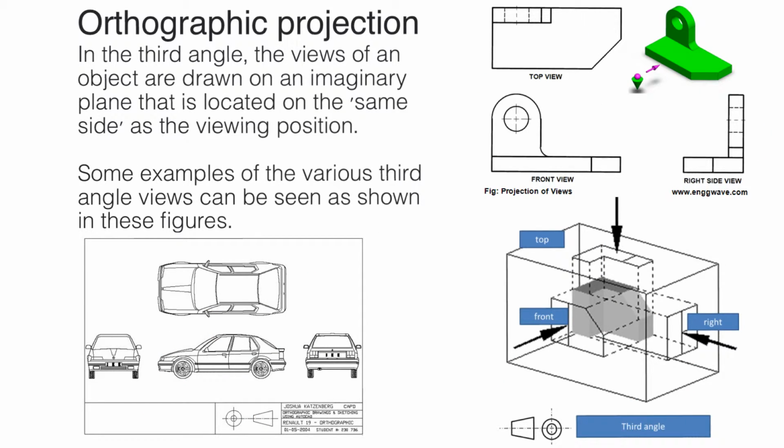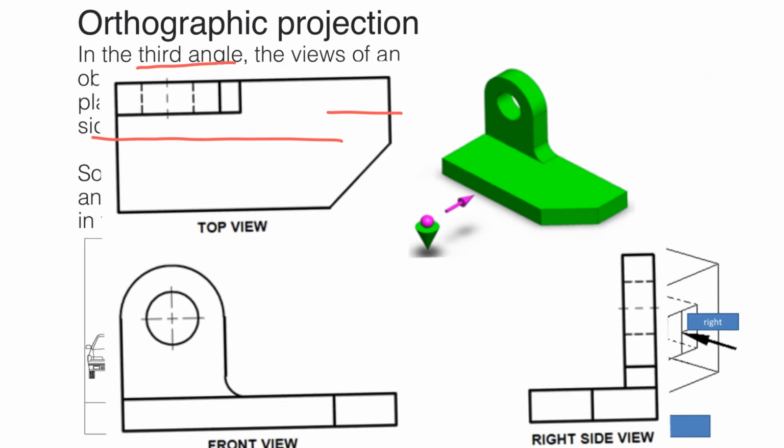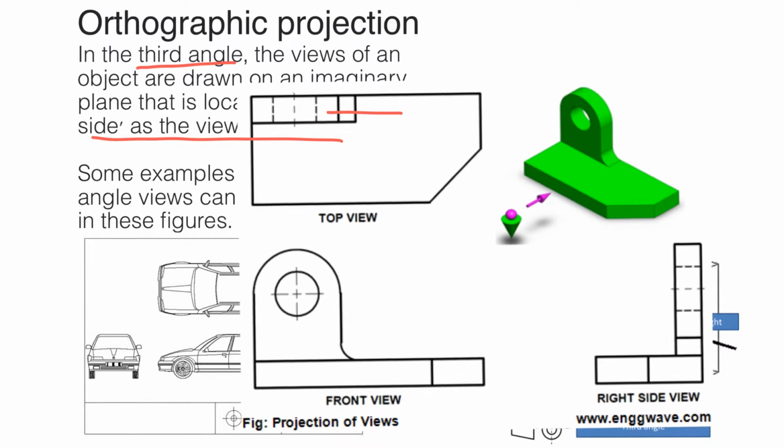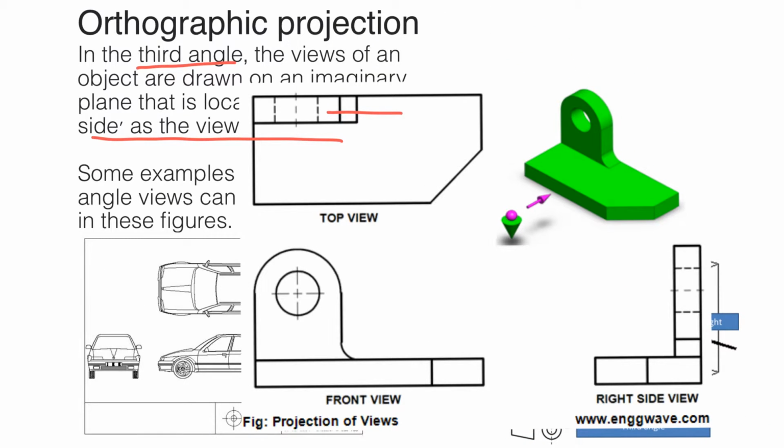Moving forward, this is another example. This is an example of a third angle projection, in which the point of view will be on the same side as the viewing position. So if you are standing on, for example, this side, what you can see over here will be reflected on the same side that you are standing.